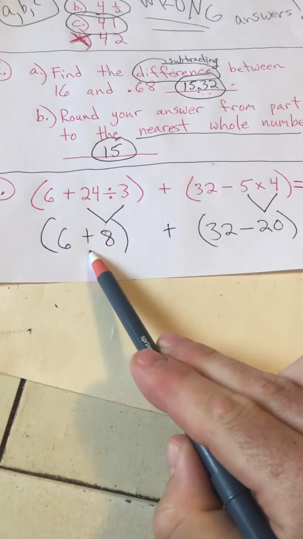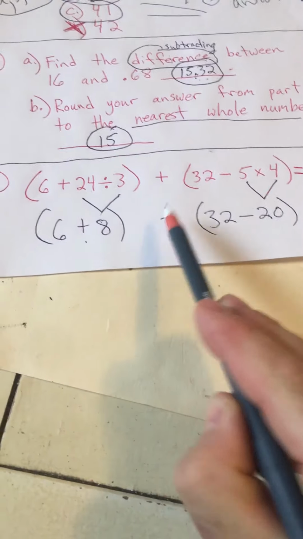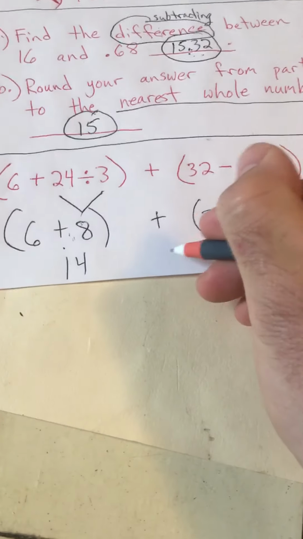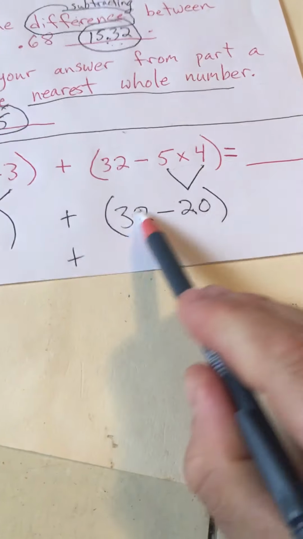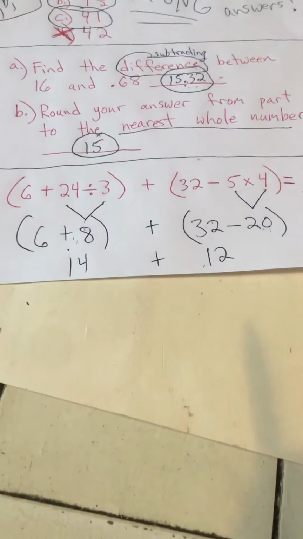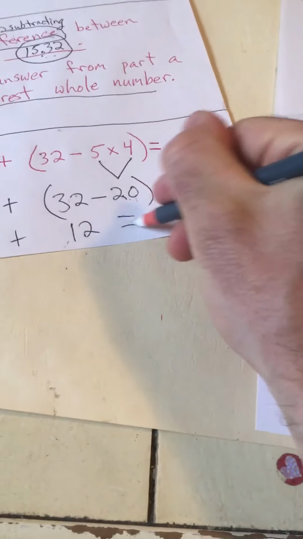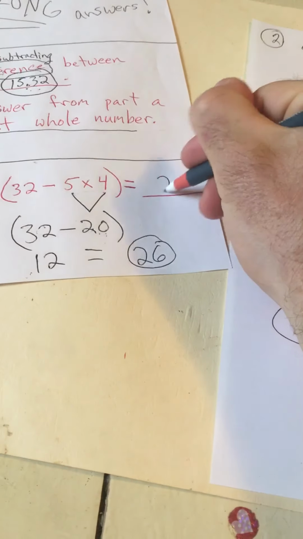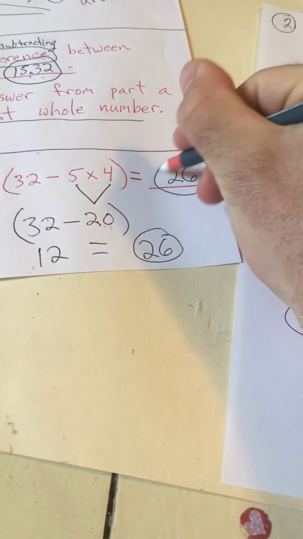Now we're going to add, we're going to subtract, then we're going to add them together because we still have to do these parentheses first. So 6 plus 8 is 14, plus 32 minus 20 is 12, because 12 plus 20 is 32. 14 plus 12 is 26. And that is the answer to this problem.